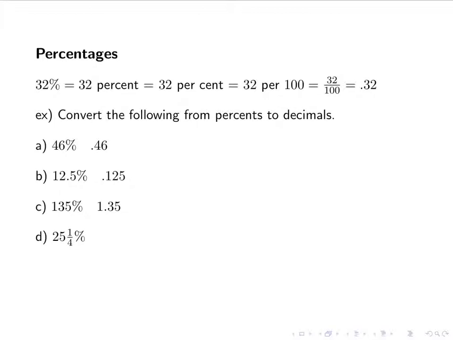Sometimes we'll see things with fractional percent, so 25.25%. What I'm going to do first is change the quarter into a decimal itself. So I get 25.25%, and then I'm going to move the decimal over. So I get 0.2525. And then the last one is 3.2%. I'm going to move the decimal over twice, and I'm going to get 0.032.